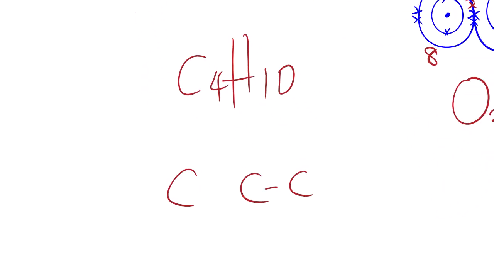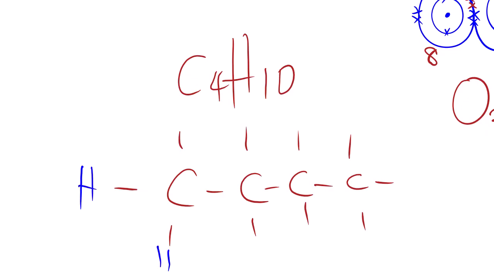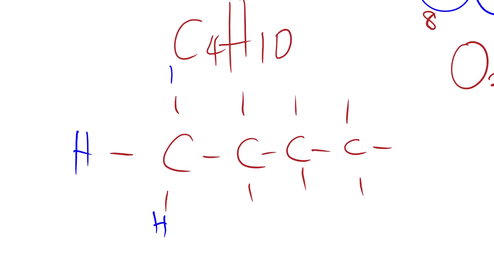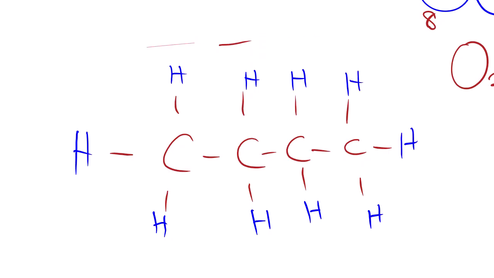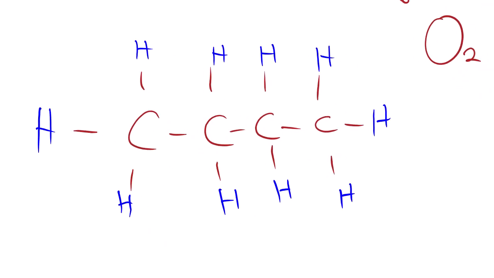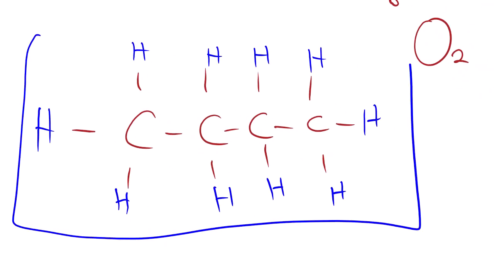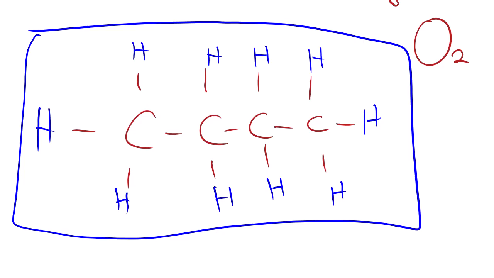4 C's. We have C, C, C, C, and we have hydrogen everywhere. Hydrogen, hydrogen, hydrogen, and so on. You have 10 hydrogens surrounding or connected to 4 carbon atoms. So this is a molecule of what? Butane. So you have this as a molecule.